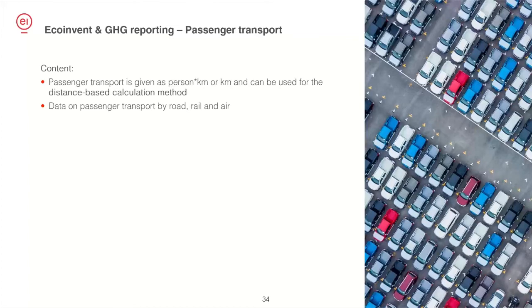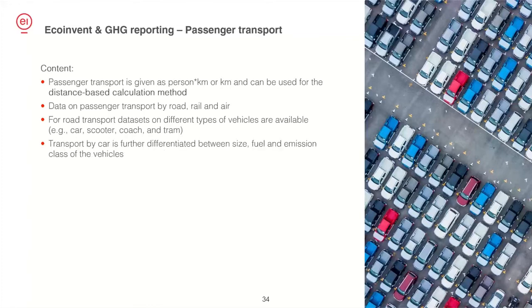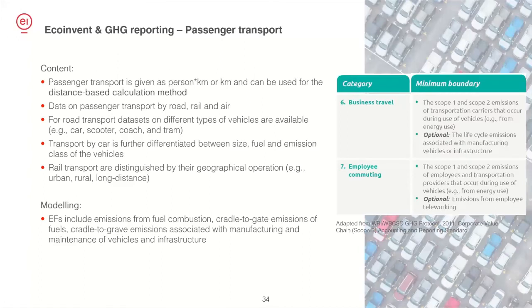There's data available for passenger transport by road, rail, and air. And then again, there's a further differentiation for those data sets. So, for example, for road transport, there's data available depending on the type of vehicle used. And for cars, there's a further differentiation based on the size of the car or the fuel used. Rail transport is distinguished based on the geographical operation.